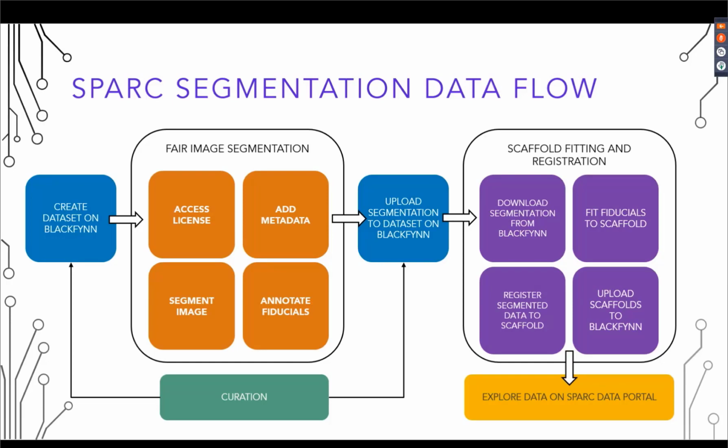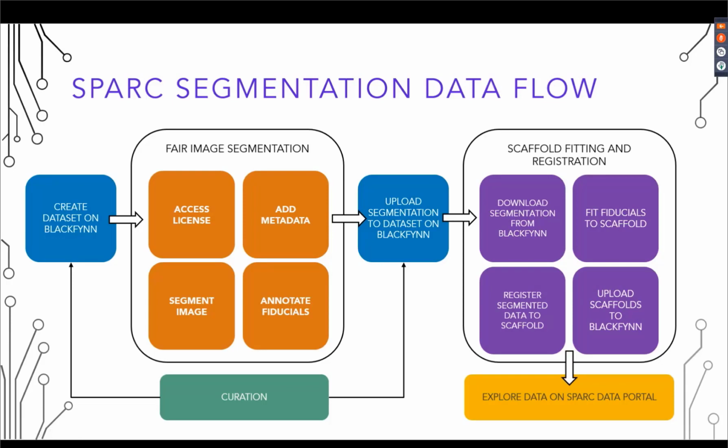So how does segmentation data flow through MAP-CORE, and at what point does it interact with other SPARC cores? After creating a dataset on Blackfin, you will use MBF Bioscience software to segment your image data. To begin generating FAIR data, you'll access a SPARC license for the software. You will define some information about the experimental subject itself. Then you will segment the neuronal structures and anatomical regions that are relevant. By segmenting your image with MBF Bioscience tools, it is easy to incorporate file-level metadata and fiducial annotations. We will further demonstrate this in just a few minutes.